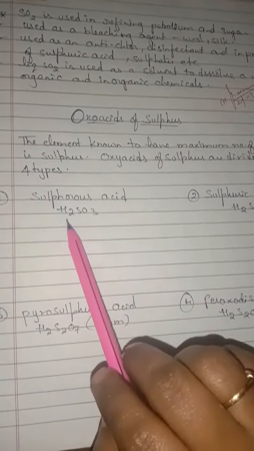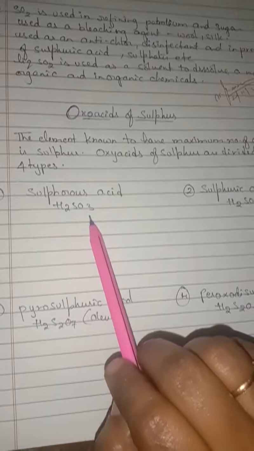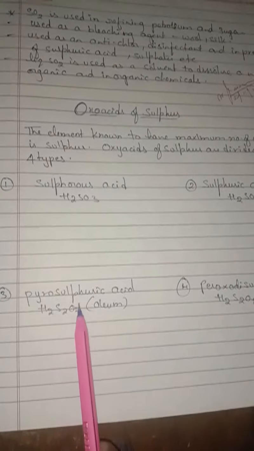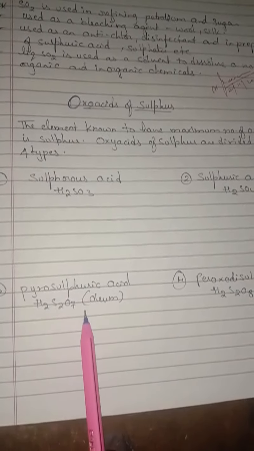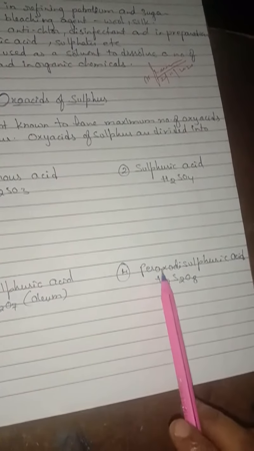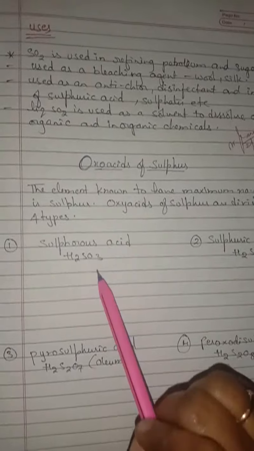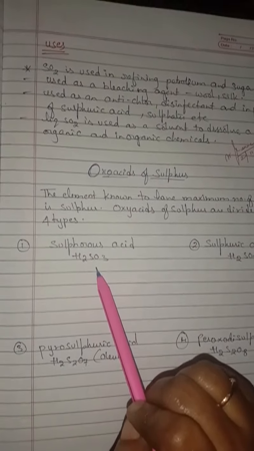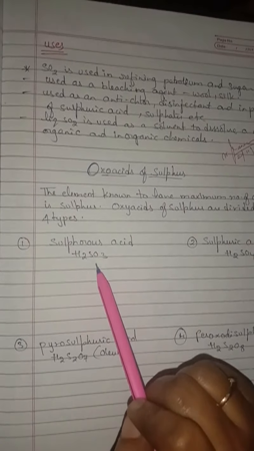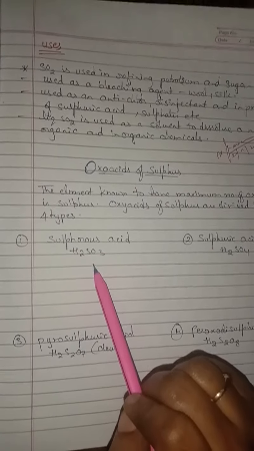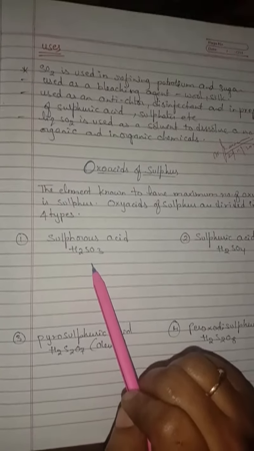Sulfurous acid. What is the formula for sulfurous acid? H2SO3. Sulfuric acid, H2SO4. Pyrosulfuric acid, H2S2O7, also called oleum. And peroxodisulfuric acid, H2S2O8. Here the central atom, sulfur, undergoes sp3 hybridization with tetrahedral geometry around it.